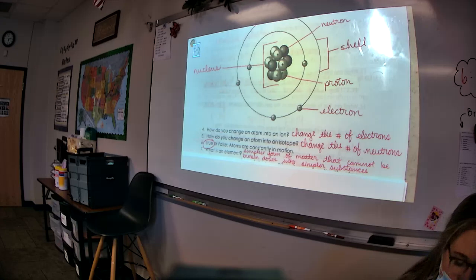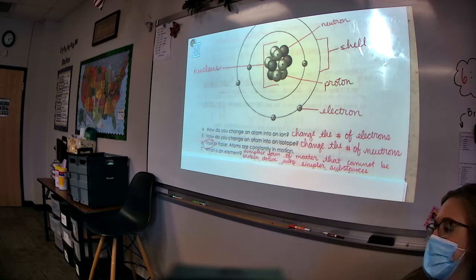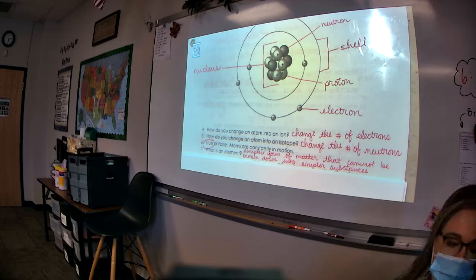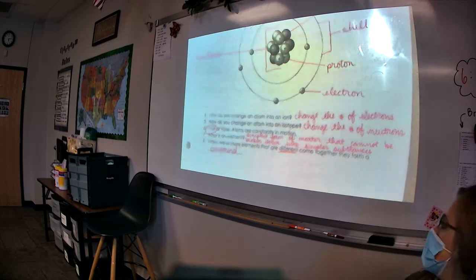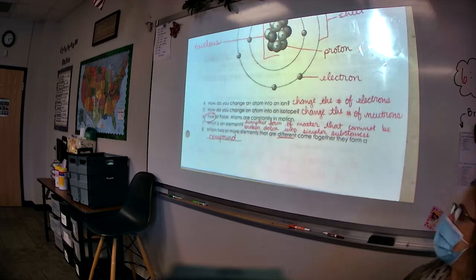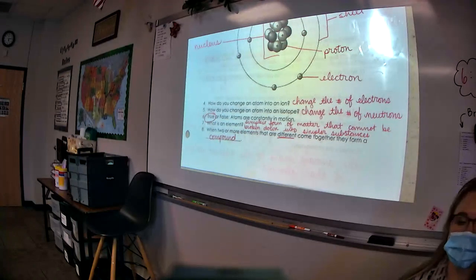Number 8, when 2 or more elements that are different come together, they form a, Brian? That are different? It forms a kind of molecule, a compound. When 2 or more elements that are different come together, they form a compound.